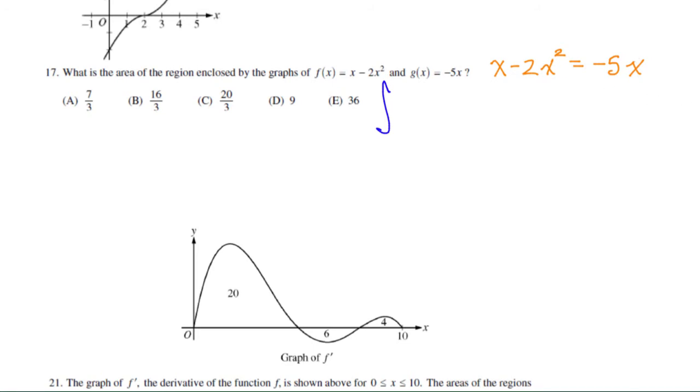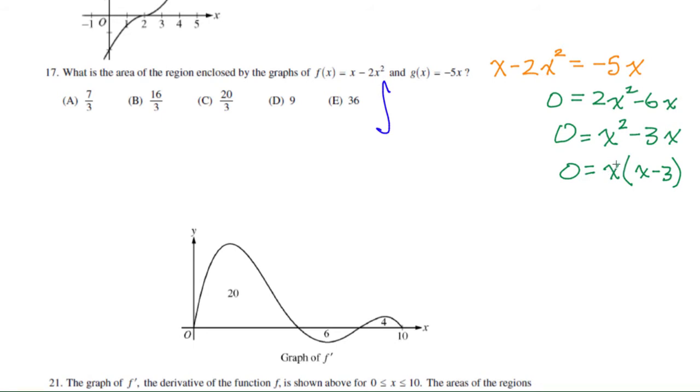So when I set them equal to each other, I'm going to get everything on the same side. I'm going to move everything to the right-hand side to make it a positive 2x squared. So I'm going to say 2x squared minus 6x is set equal to 0. I can divide both sides by 2, and I get x squared minus 3x is equal to 0. If I now factor this, I get x times the quantity x minus 3 is equal to 0. Using the zero product property, x could be 0, or x minus 3 could be 0, which means my two x's are 0 and 3.